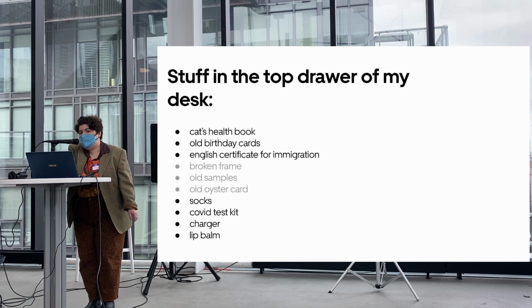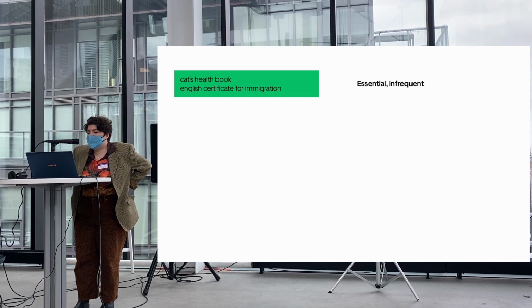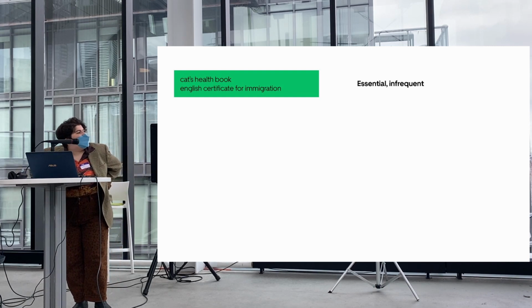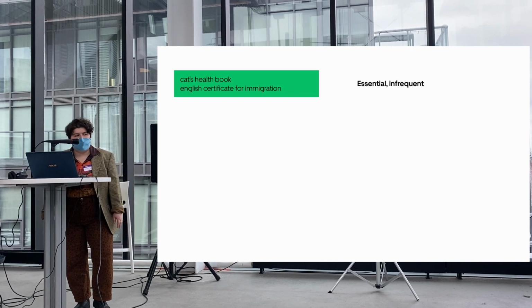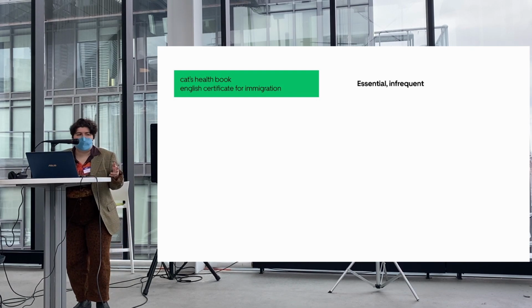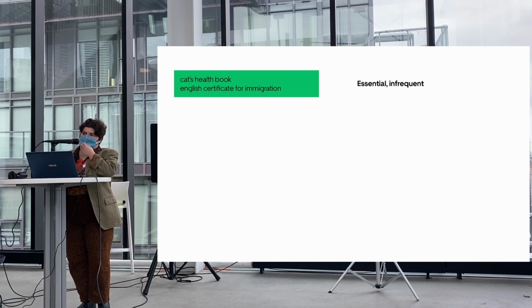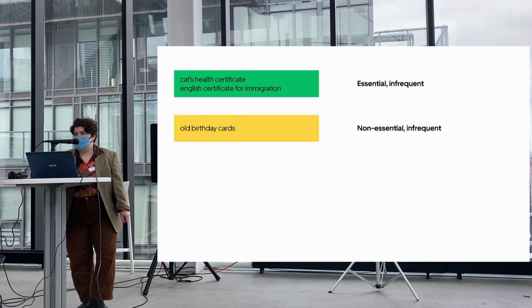So I thought, okay, how can I create some sort of structure for these things? So I decided to group these two things together, my cat's health book and the English certificate for immigration, because they're both essential at the points that I need them, but I need them incredibly infrequently. So when my cat goes to the vet, I need that health book. When I'm applying for PR, maybe once, I'm going to need that immigration certificate. So I'll probably group them with other things that are essential but infrequent, like my passport, things like that. And it's probably going to be in a lower traffic area in my house. And then the old birthday cards, they have sentimental value, but I use them infrequently and they're not essential.